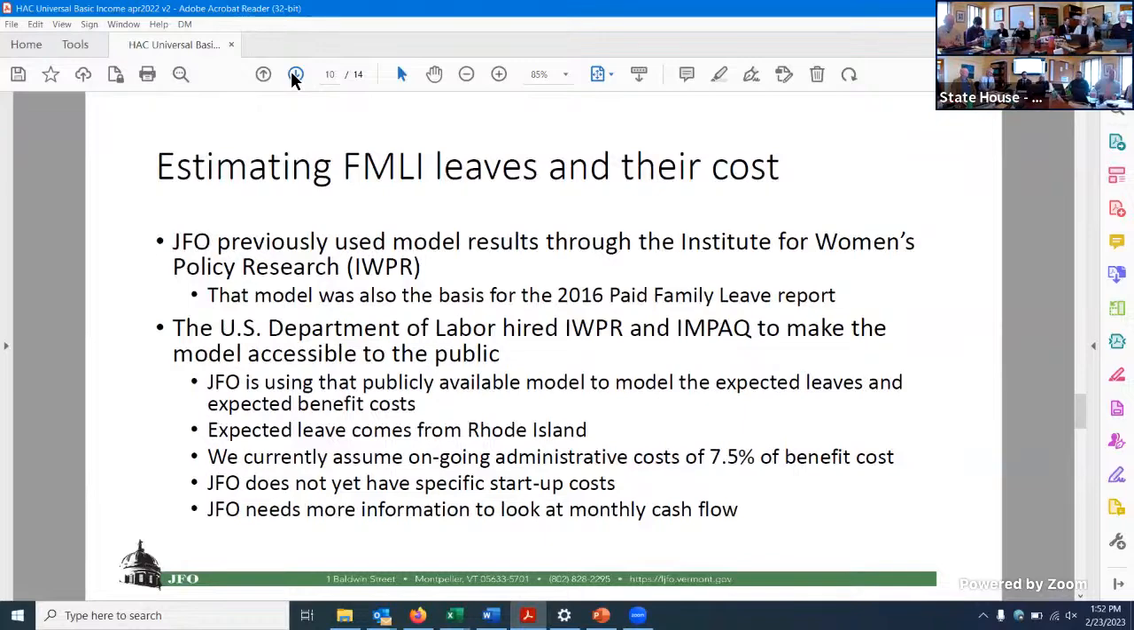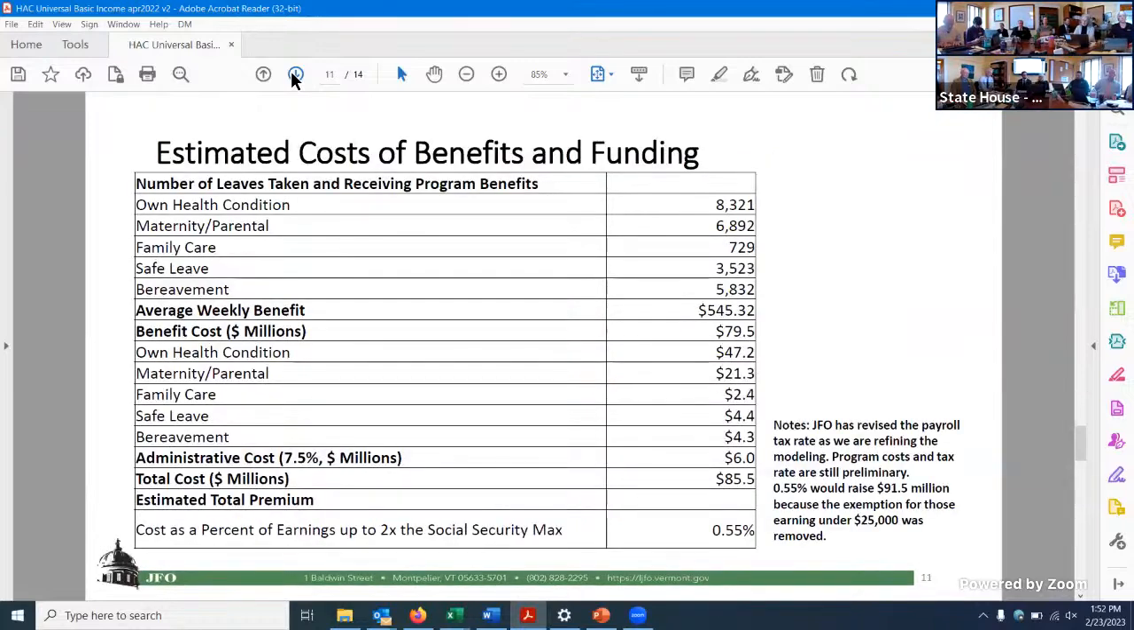Okay, all right. Go. So the model that we've been talking about lets us simulate estimated costs for everything except safe and bereavement leave. So everything you'll see here is coming from that model with some back-end adjustments we had to make.